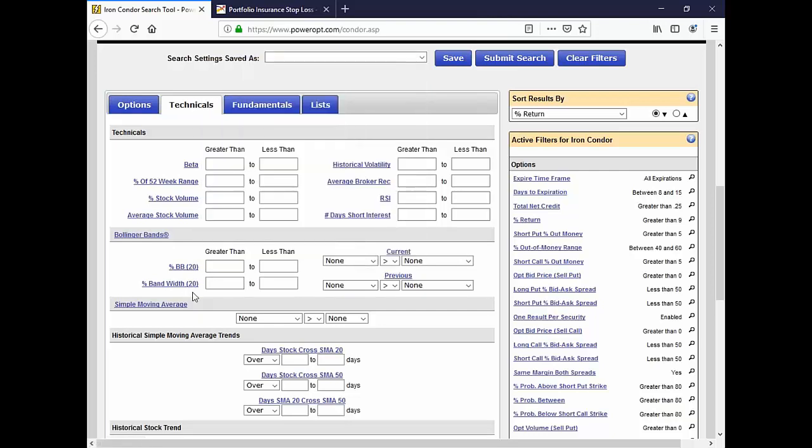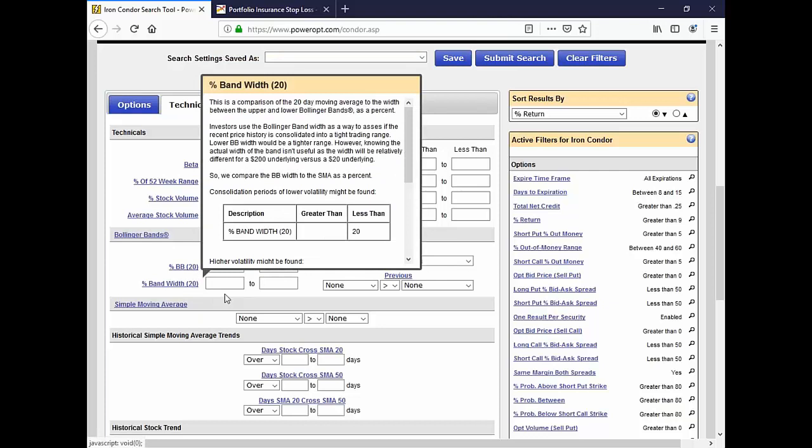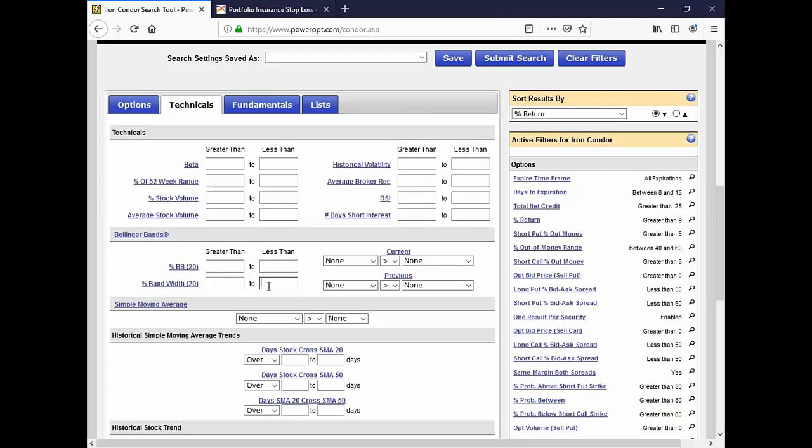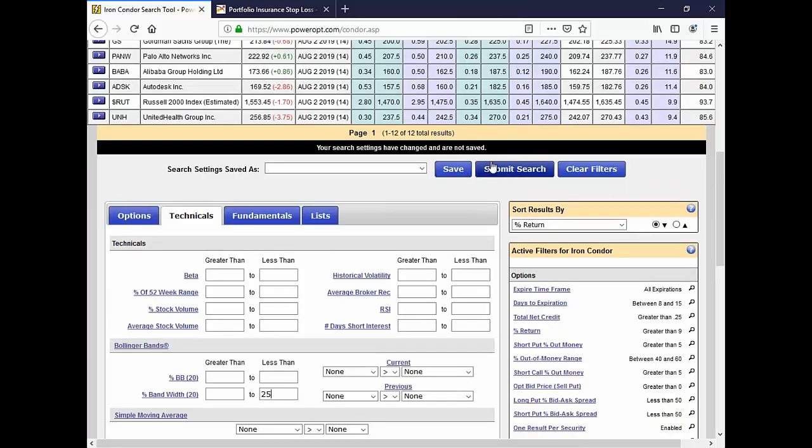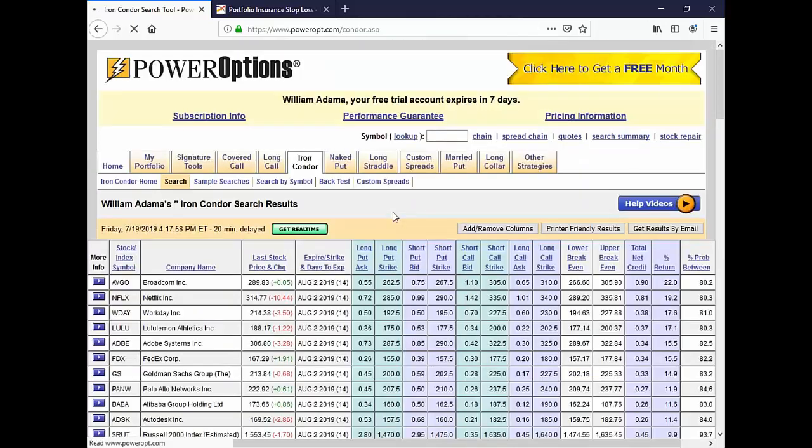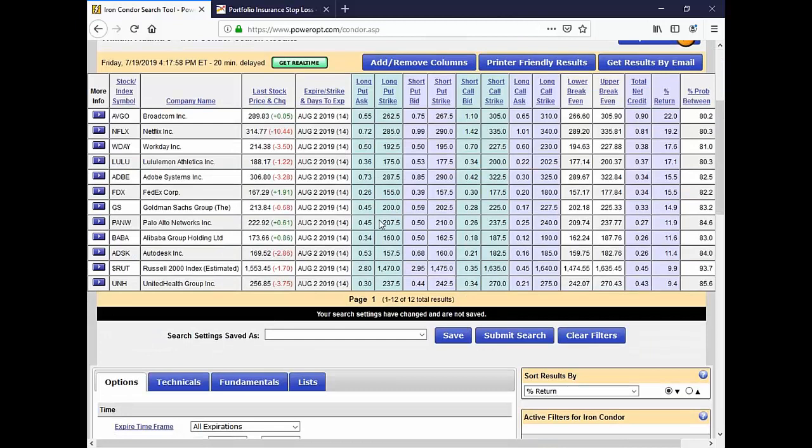And if I want to look for something that's consolidating, of lower volatility, I might be looking for a percent bandwidth of less than maybe 25 or less than 20. This might drastically reduce our numbers here. We had 12. Oh no, kept them the same. So we're all still good.